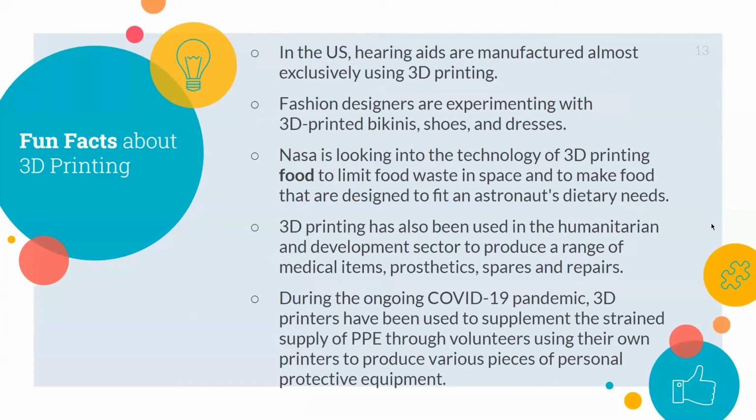So some fun facts about 3D printing. In the US, most hearing aids are made with 3D printing, and fashion designers are trying it out to make clothes like shoes and dresses. NASA is trying to make 3D printed food so that astronauts can have a lot of different food without having to constantly ship it up to the space station. And it's also been used to make things like prosthetics. And during COVID-19, the pandemic, a lot of places were making things like masks and face shields, and they were trying to 3D print them to make manufacturing faster.